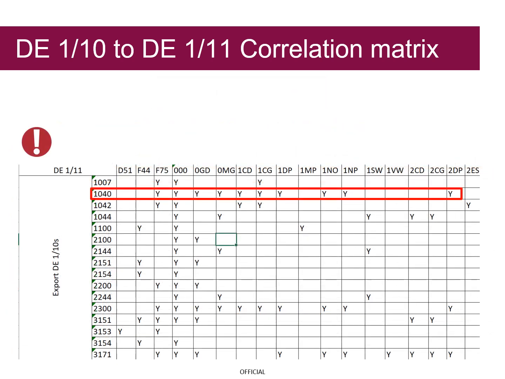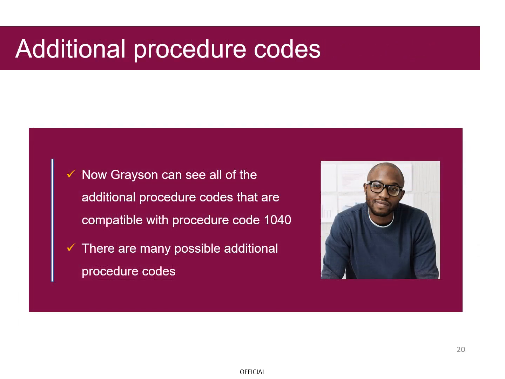Grayson must make sure he scrolls horizontally to see the additional procedure codes that link to procedure code 1040. For example, additional procedure codes F45, 000 are compatible, as are many more. Now Grayson can see all of the additional procedure codes that are compatible with the procedure code. As we've seen, there are a lot of possible additional procedure codes that can be used with procedure code 1040.